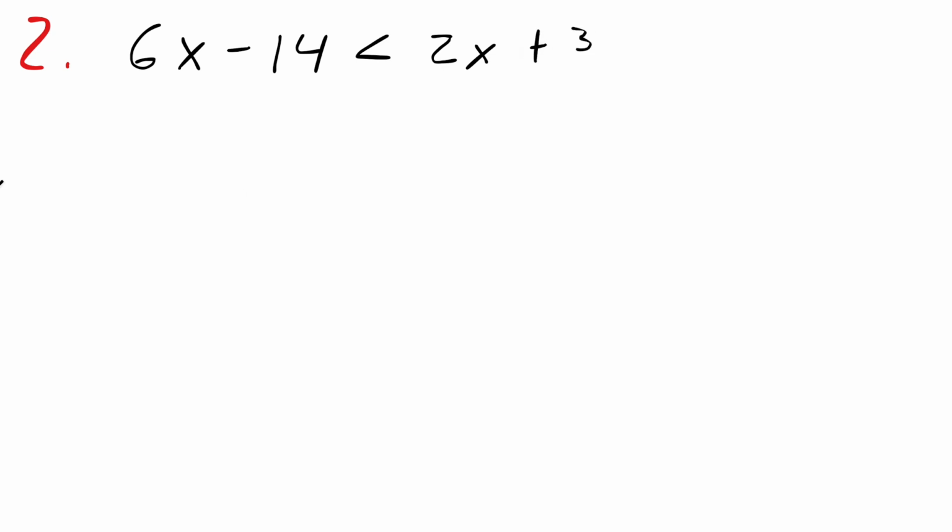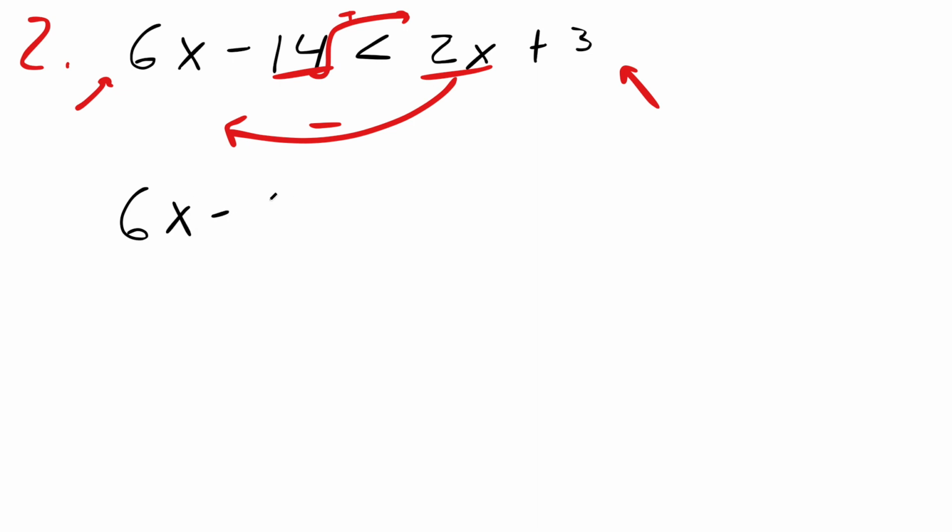For our next example, we will have the following parent statement. 6x minus 14 is lower than 2x plus 3. If I want to have the x's in this side and the constants in this one, well, the 2x will pass to the other side to subtract since it is adding, and the 14 would pass to the other side to add since it is subtracting, leaving the following. 6x minus 2x lower than 3 plus 14. 6x minus 2x is gonna be 4x lower than 3 plus 14 is 17.